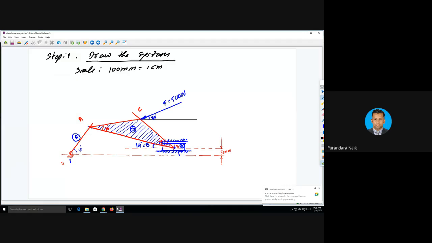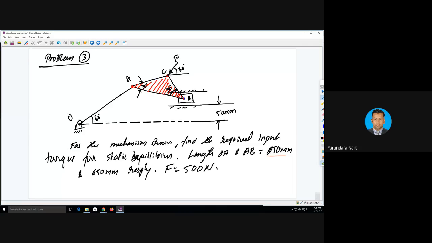OA and AB length? Not like that. You read the problem. The lengths of OA and AB are not equal, you can take it as R. OA and AB are 250 and 650 respectively. Got it?